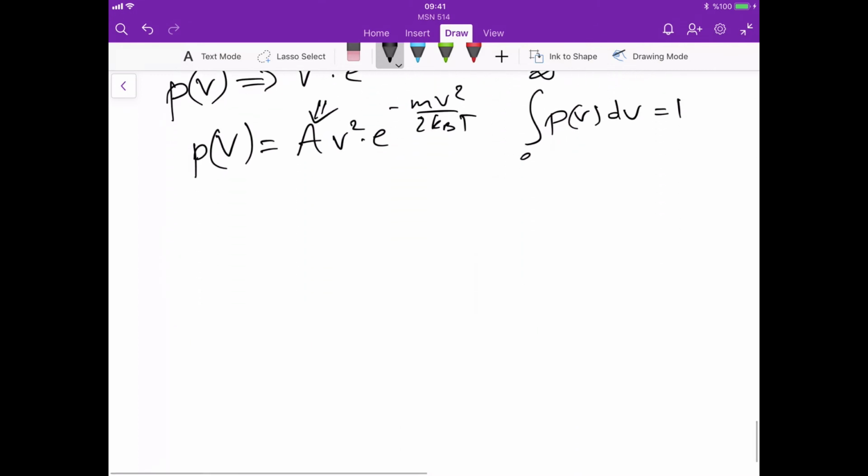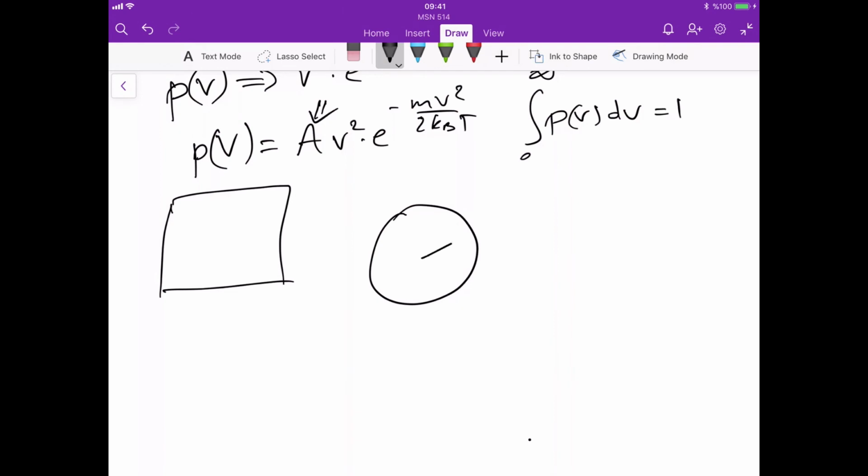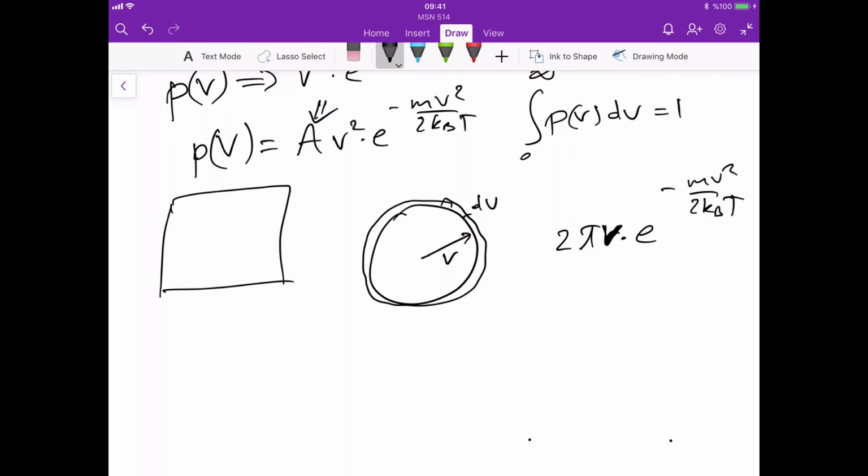What if I have 2 dimensions? What if my gas is wandering around in just 2 dimensions? What do I have then? Yes, you have a circle and you have v dv over here. So your probability will be related to 2 pi v times e to the minus mv squared over 2 kBT. Do you agree? So the probability in 2 dimensions is related to v times e to the minus mv squared over 2 kBT.